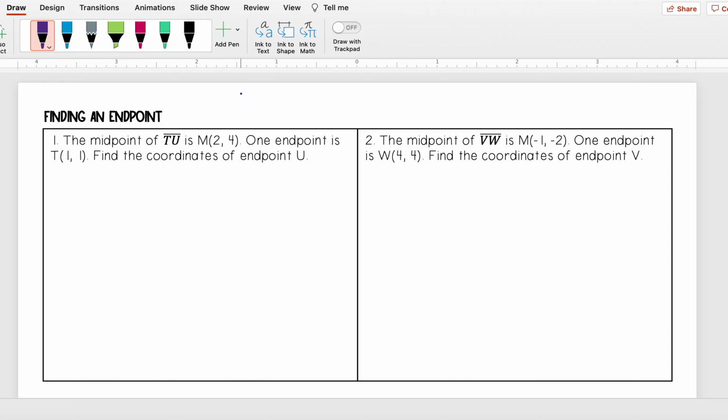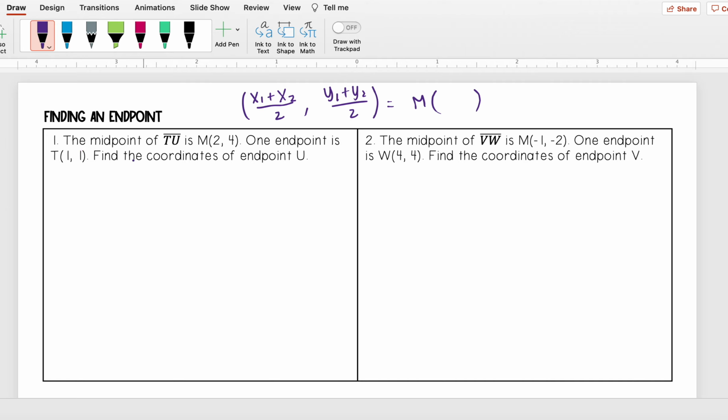So we know the midpoint formula: add my x's, x1 plus x2 divided by 2, then y1 plus y2 divided by 2 is equal to my midpoint. Before, we had both endpoints and were finding the midpoint. Now we're given our midpoint and one of the endpoints, so we're going to be using this the other way around.